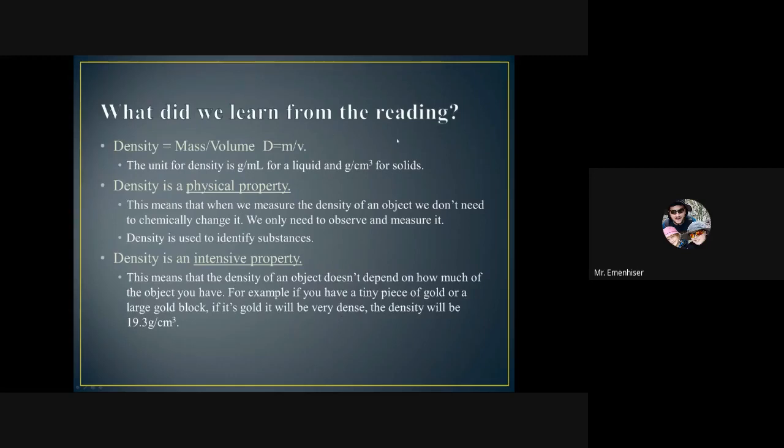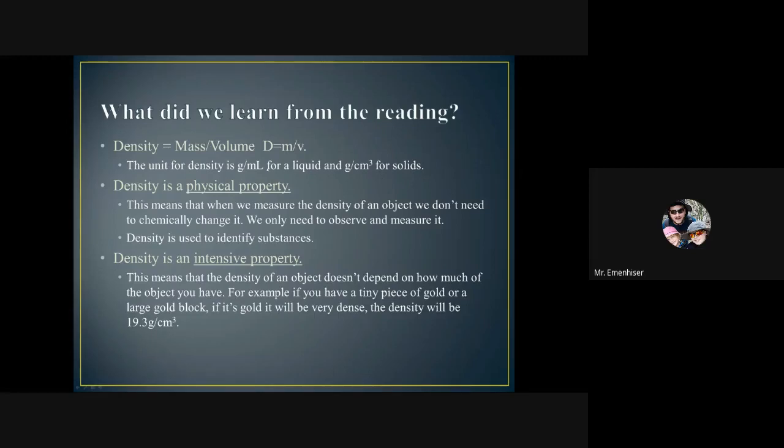What did we learn from the reading? Density is mass divided by volume. Mass is in grams. Volume is in milliliters. So mass divided by volume. The unit for density is grams per milliliter for liquids, and grams per cubic centimeter for solids.